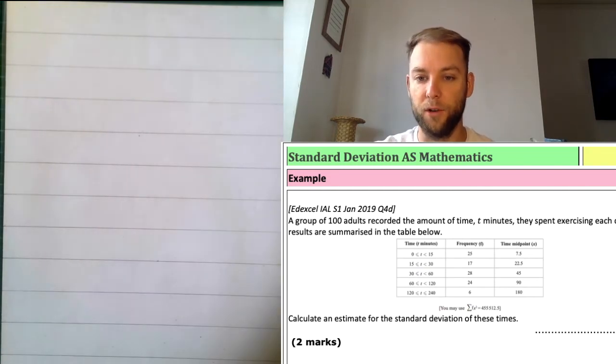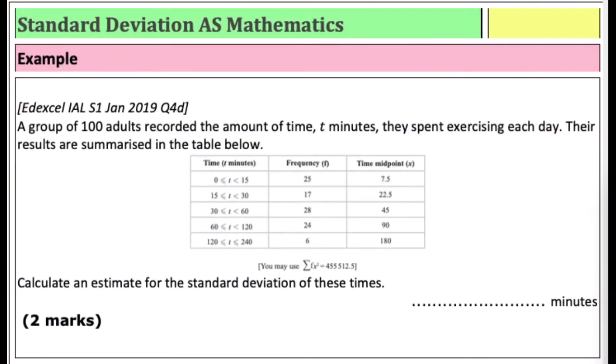Now, I've got one question here. I'll make this big for you so you can see it and copy it down. Our first question says, a group of 100 adults recorded the amount of time, t in minutes, that they spent exercising each day. The results are summarised in the table below. Calculate an estimate for the standard deviation of these times.